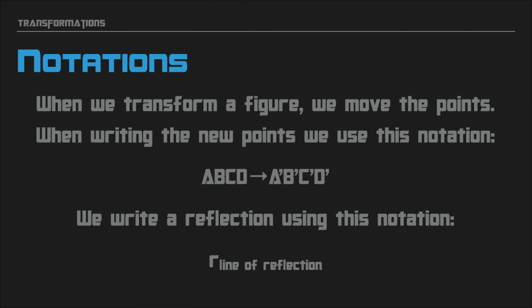So first we need to note some notation issues. When we transform a figure, we move the points. And when writing the new points, we use this notation. A, B, C, D becomes A prime, B prime, C prime, and D prime. Yes, much like our hero Coordinate Prime. So we write a reflection using this notation. It's a lowercase r and then in subscript, the line of reflection. So, all right, let's try this out a few times and see what happens.